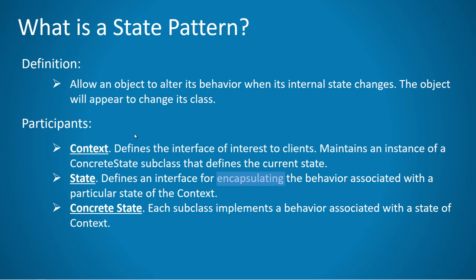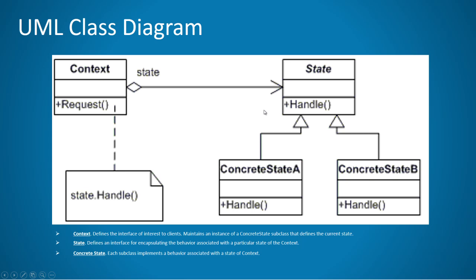To have a better perspective, we will see some images to make sense. The first one is this UML class diagram. As you can see here, we have two concrete states, A and B, which are inherited from the state class. And you can observe here the context maintains an instance of the concrete state.